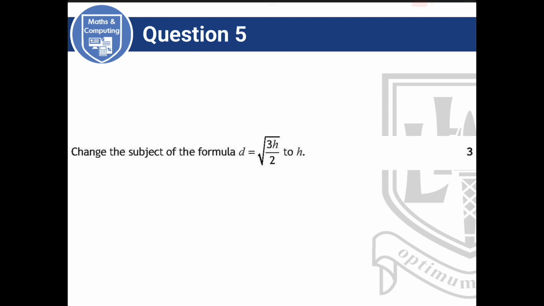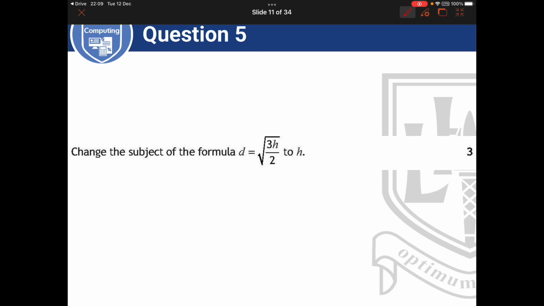Question number 5 is changing the subject to the formula. So here we've got a formula, d equals the square root of 3h over 2, and we're changing it to h. So we're basically undoing the operations here. We're treating this just like we do an equation. So how do we get rid of the square root on top of all this? We're going to square it to get rid of that.